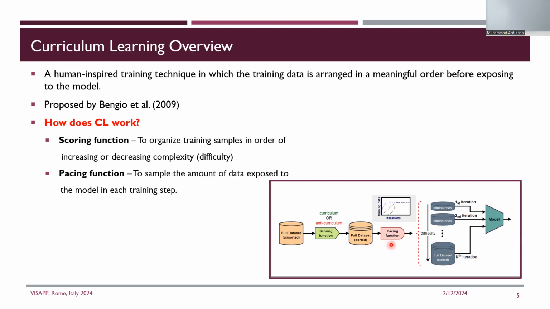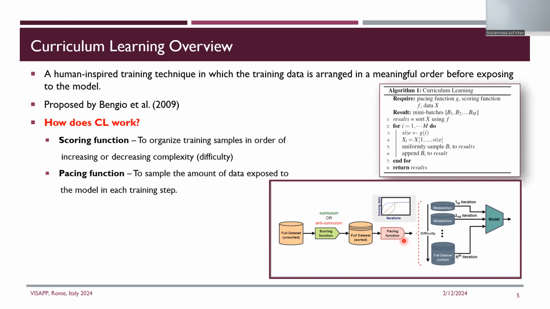Then we take a pacing function, and the pacing function actually samples the full sorted data set to get mini batches of the data. And each mini batch is then applied in each iteration of the training to train the model. And in this way, the model is exposed to the sorted data in a particular fashion. On the top, we can see the mathematical representation of curriculum learning.